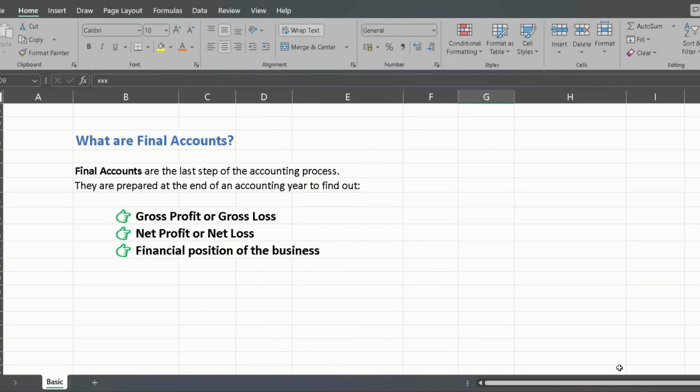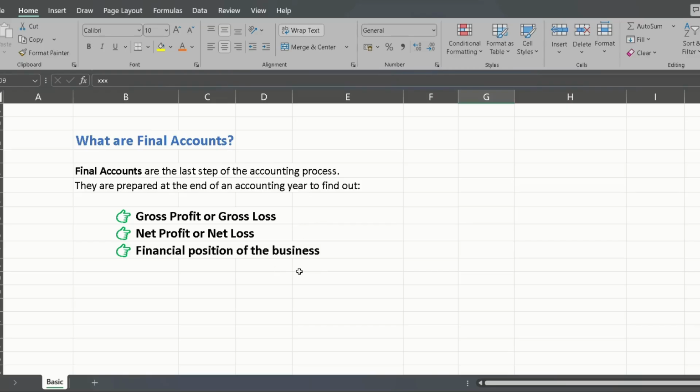What are final accounts? Final accounts are the last step of the accounting process. They are prepared at the end of an accounting year to find out gross profit or gross loss, net profit or net loss, and the final position of the business.